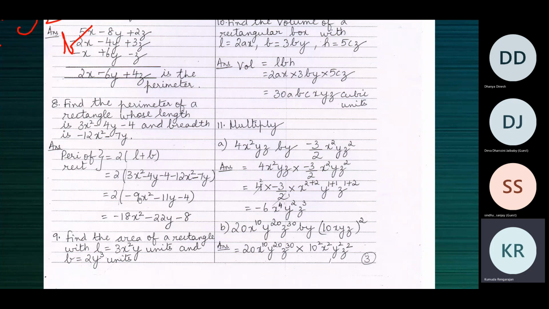Now, after this, we'll have to multiply these terms with the 2 outside. So minus 9 into 2, minus 18x square, minus 11 into 2, minus 22y, minus 4 into 2, minus 8. To remove this bracket, you need to multiply all these terms with the 2 outside. And that will give you this.